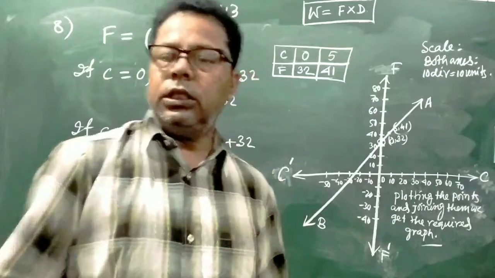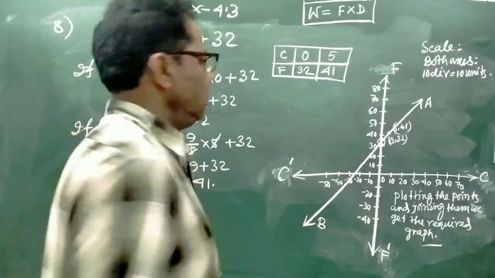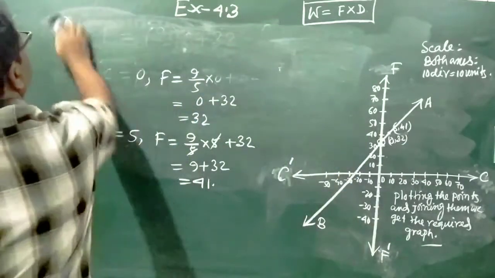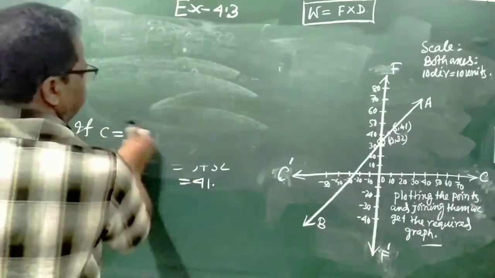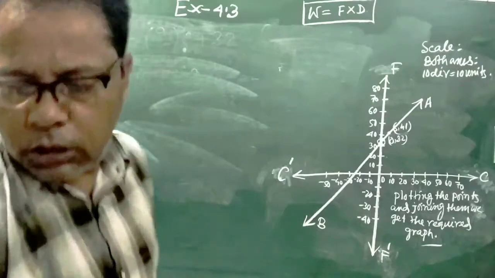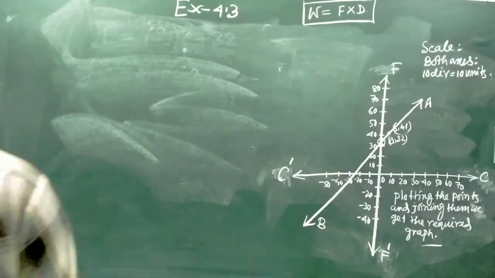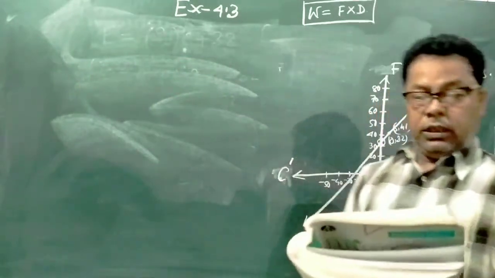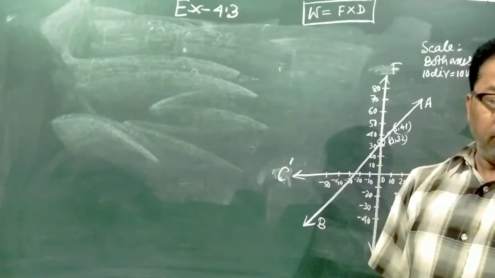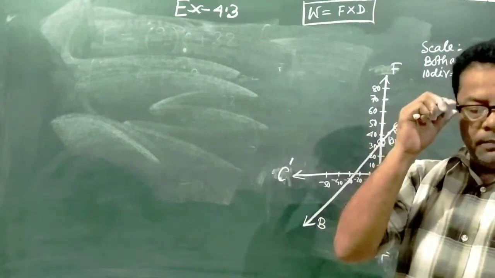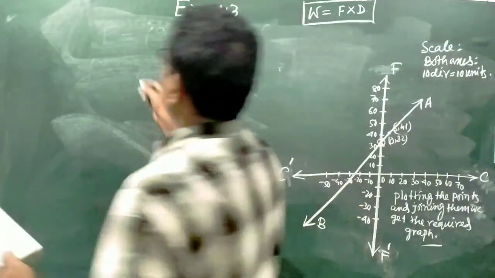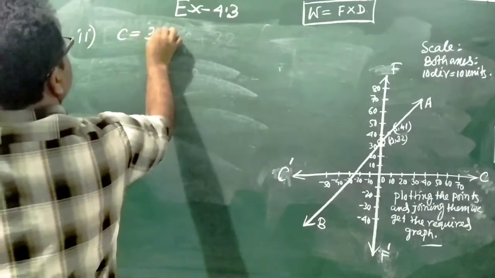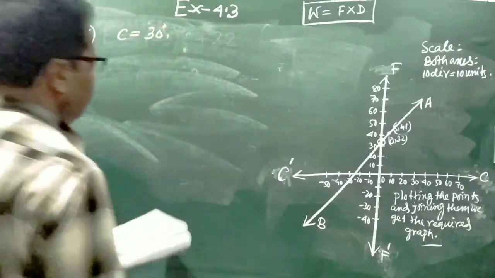Now based on this graph, some more sub questions are there. Read the next part of the question. Part 1 is told here: first part, draw the graph. That part we have completed. Now, if the temperature is 30 degrees centigrade, what is the temperature in Fahrenheit? So this is the second part. If C is equal to 30, then what will be the value of Fahrenheit scale?